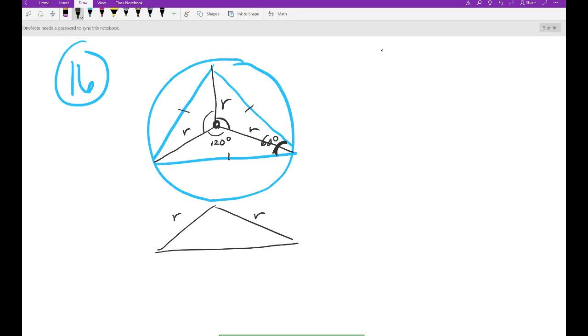What's my goal? I forgot. Where am I going? Circumference in terms of X. What is X? X is on the side. Oh, okay. So this is X. Great. Right now, all I know is this is 120, and this is 60, because this and this are the same.